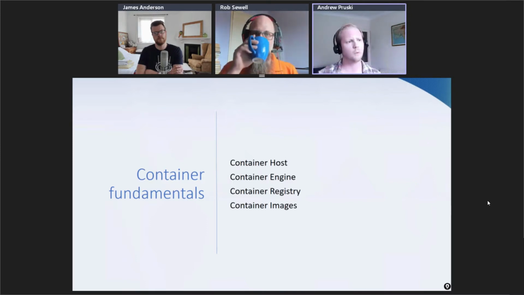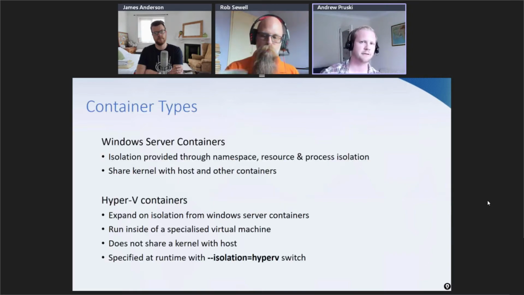Okay, so when working with Windows containers, we actually have two types available to us. We have Windows Server containers and Hyper-V containers. Windows Server containers perform application isolation through namespace and process isolation technologies. However, they share a kernel with the container host and therefore all other Windows Server containers running on that host. Hyper-V containers take isolation a little bit further by running each container in a highly optimized virtual machine. They don't share a kernel with the container host or any other container running on that host.